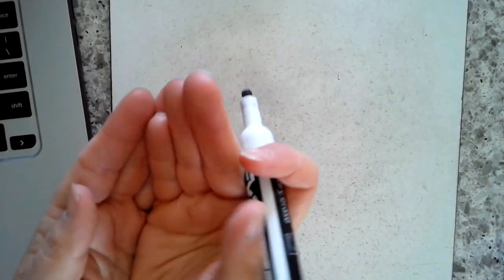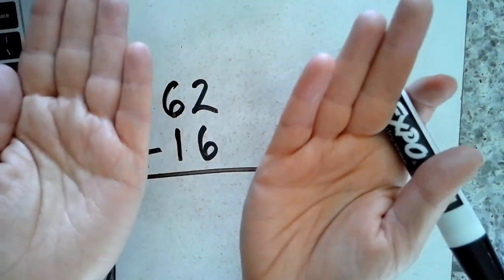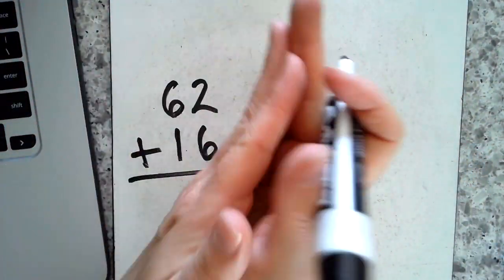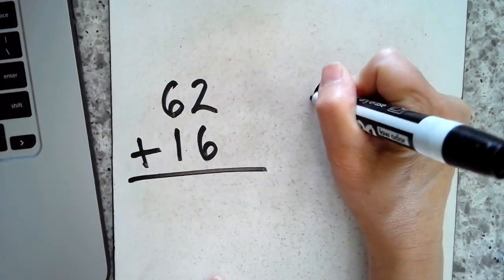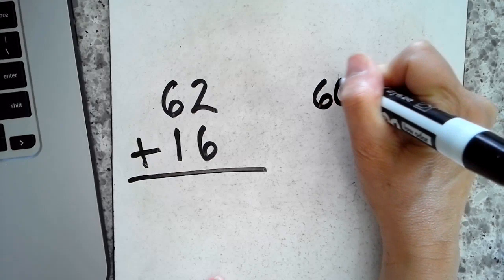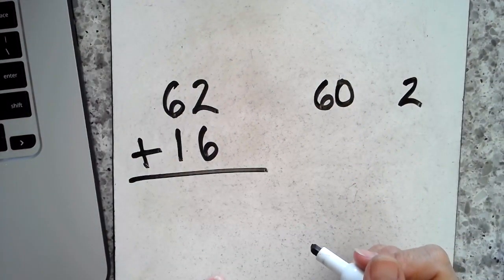All right, let's expand out 62. 62 is, let's say it together. 62 is 60 and 2. So go ahead and write that. Give yourself some space, but write 60 and 2. Good job.